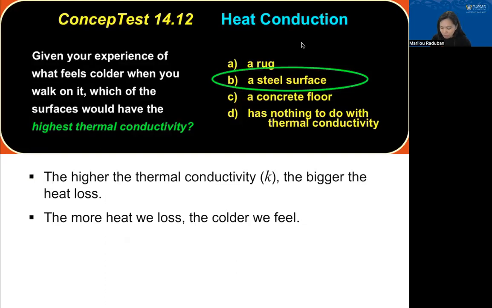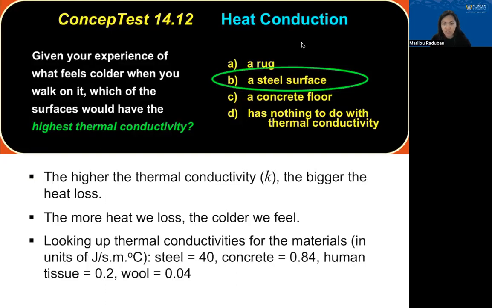Okay, so steel should have the highest thermal conductivity because we feel coldest when we're standing on steel. And I said earlier that thermal conductivity is a property of the material. Every material has its own fixed value, a constant. So if you Google thermal conductivities for each of these materials, or look it up in a table and compare their values, you'll see that steel does indeed have the highest value for thermal conductivity.